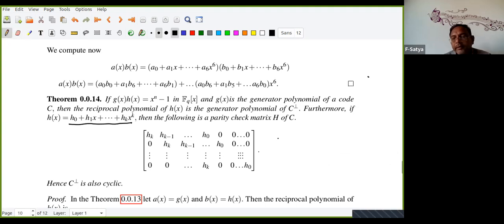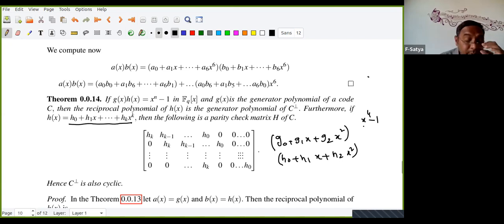For example, you take some polynomial like this: g0 plus g1x plus g2x square, and h0 plus h1x plus h2x square. But suppose I'm working modulo x power 4 minus 1. So can you multiply and tell what is going to happen? Can you multiply these two polynomials?